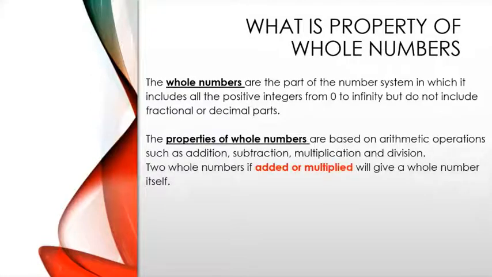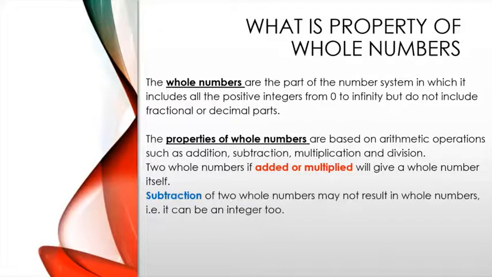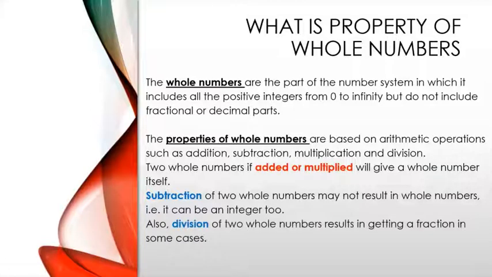Two whole numbers, if added or multiplied, will give a whole number itself. But when we subtract two whole numbers, we might not always get a whole number. It can also be an integer. Also, division of two whole numbers results in a fraction in some cases.